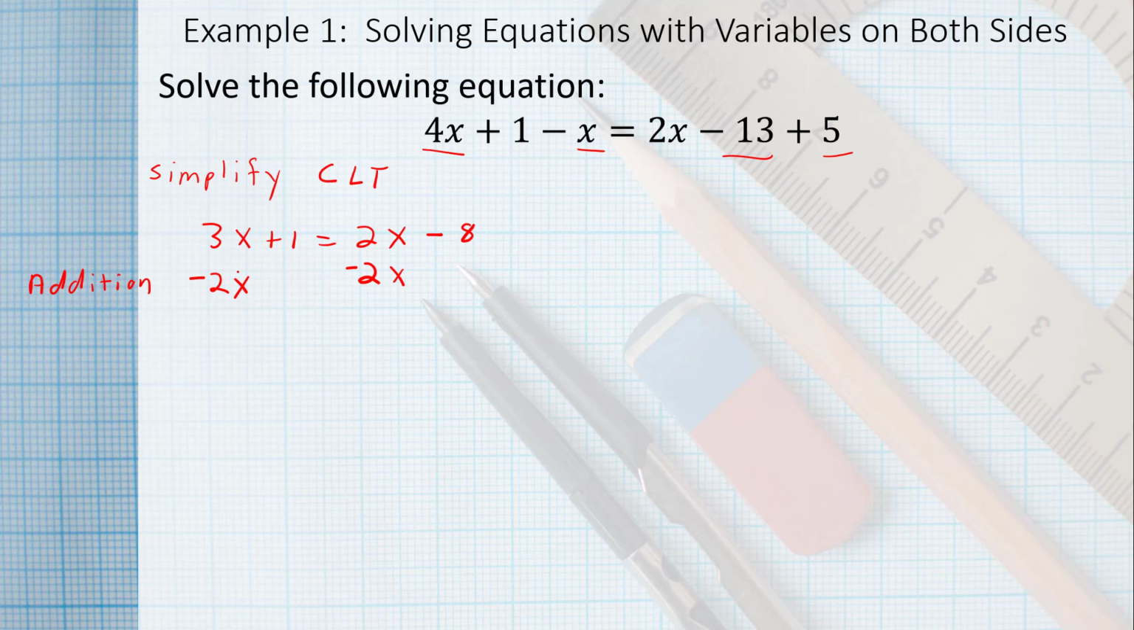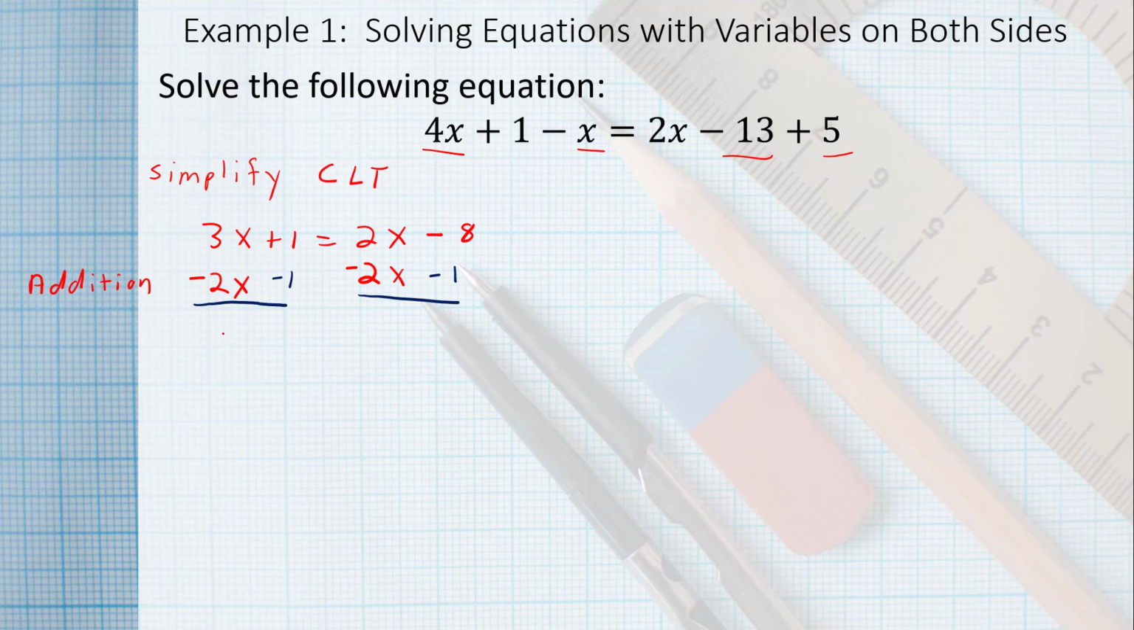Okay, since I have all the x's on the left side, I want all the constant terms on the right side, which means I want the 1 over to the right side, and I can do that by subtracting 1 here, because 1 minus 1 is 0. If I'm subtracting 1 on this side of the equation, I have to subtract 1 on the other side of the equation. And now we can do all these operations vertically.